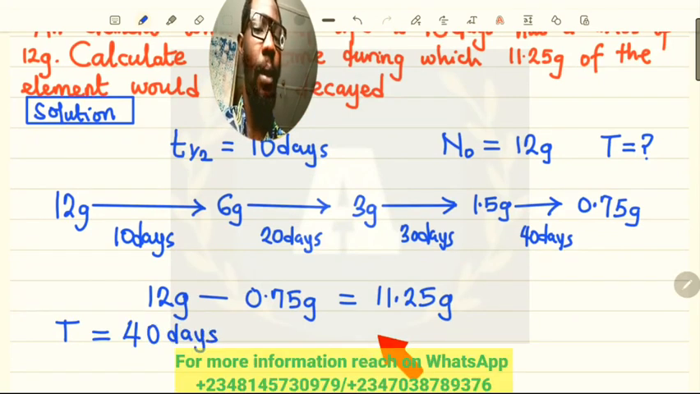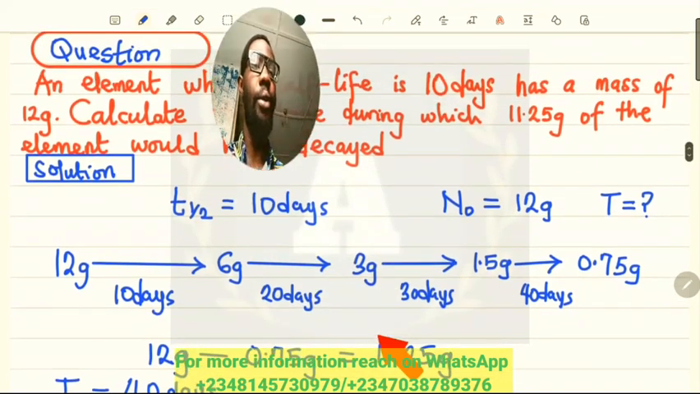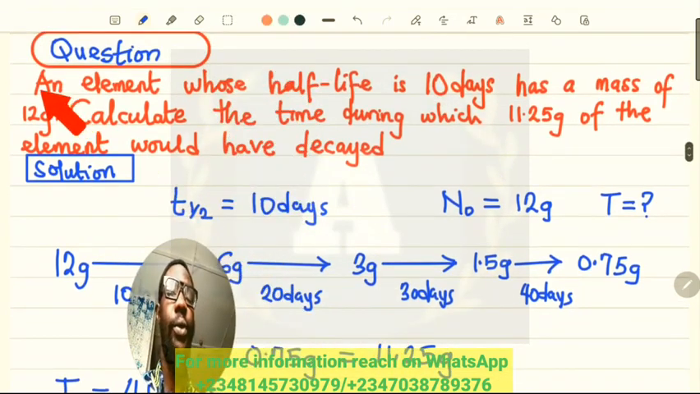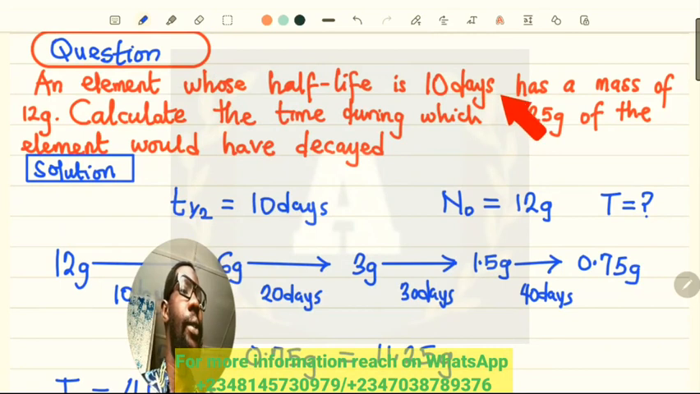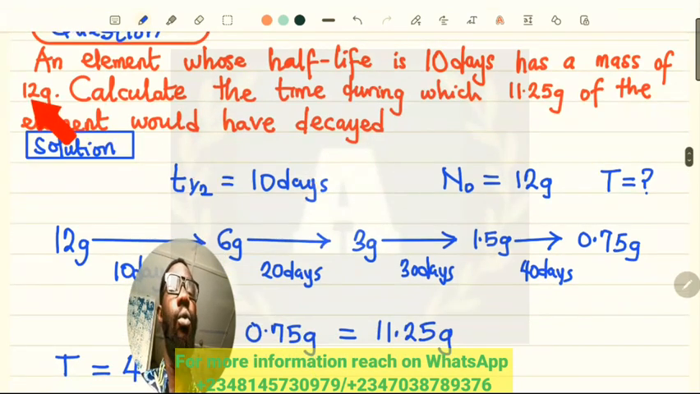Okay, I quickly re-explained that. The question says an element whose half-life is 10 days has a mass of 12 grams. We have to calculate the time during which 11.25 gram of the element would have decayed.